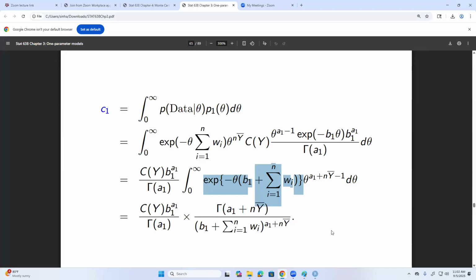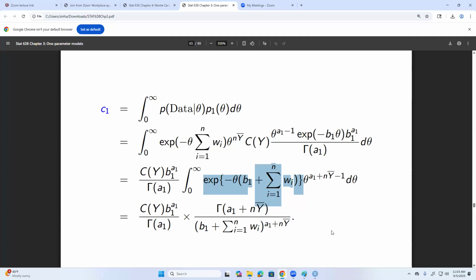Things are not simple if you use some other distribution. If you use some very odd looking distribution, then obtaining C1 is very difficult. Oftentimes it happens that we have to use something other than gamma or a known distribution, and then calculation of this marginal likelihood is very difficult. And this is one of the research topics in Bayesian inference. How do you calculate this marginal likelihood?